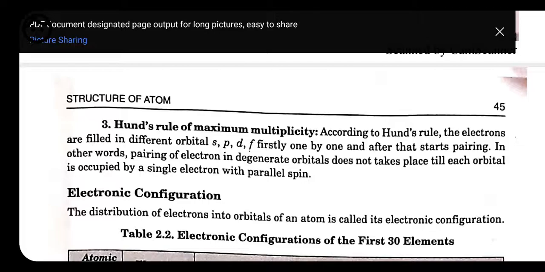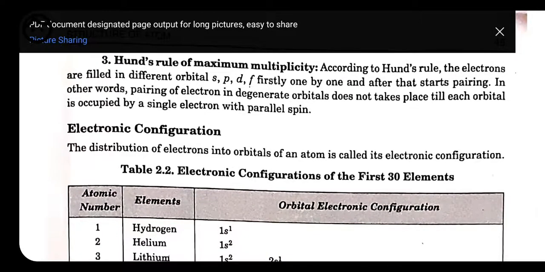Whenever we are filling electrons in orbitals which have the same energy, the filling should be done in the same manner for 2s or 2p. If we have more electrons, it should not be filled like all the electrons going in the first orbital while the second orbital is left empty. First we have to fill a single electron in each orbital, whatever the number of orbitals, like for 2s we have 1 and for 2p we have 3.